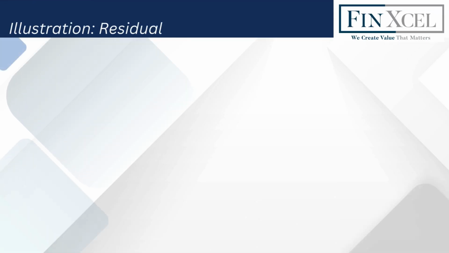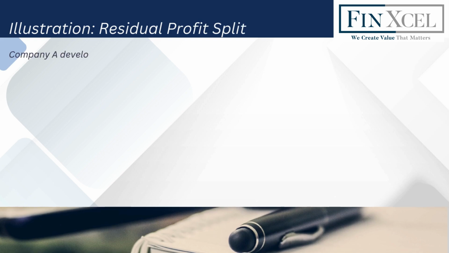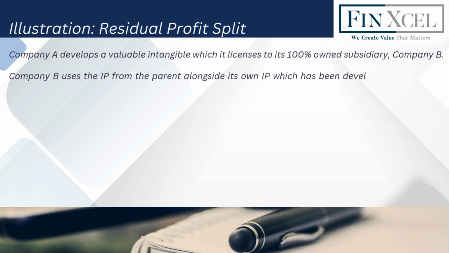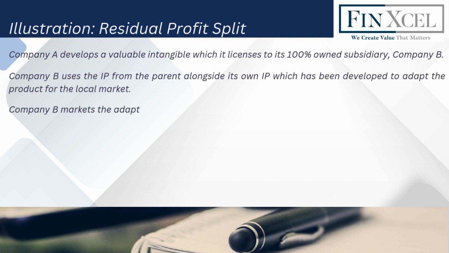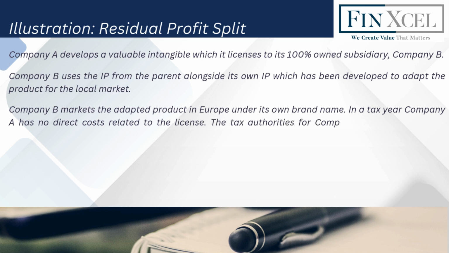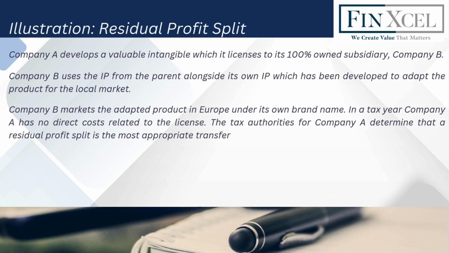Illustration: Residual profit split. Company A develops a valuable intangible which it licenses to its 100% owned subsidiary, Company B. Company B uses the IP from the parent alongside its own IP, which has been developed to adapt the product for the local market. Company B markets the adapted product in Europe under its own brand name. In a tax year, Company A has no direct costs related to the license. The tax authorities for Company A determine that a residual profit split is the most appropriate transfer pricing method.